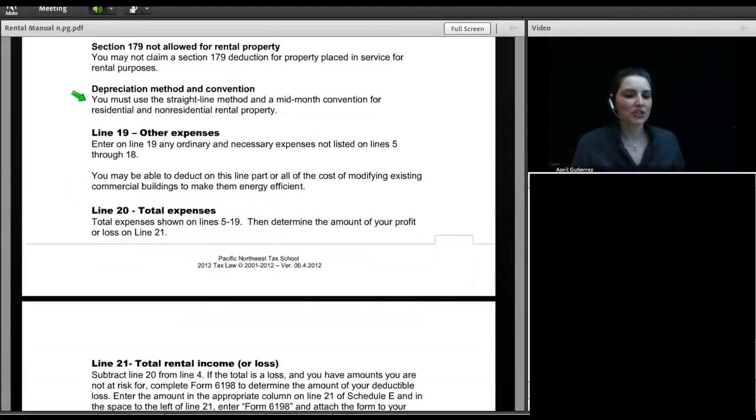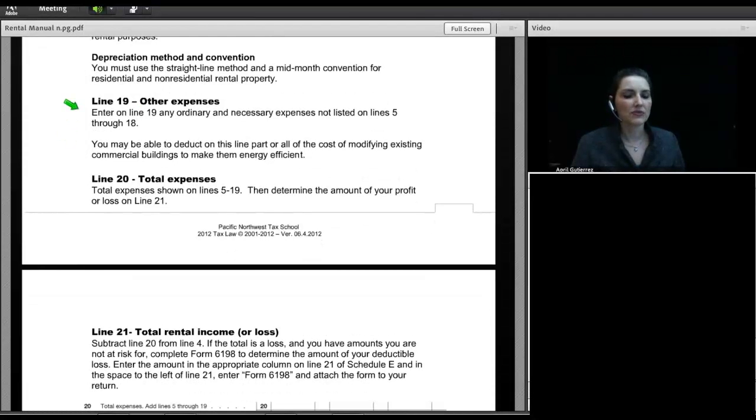Depreciation method and convention: you must use the straight line method and a mid-month convention for the residential and non-residential rental property itself. Line 19 is where you enter any other expenses that are not listed on lines 5 through 18. You may be able to deduct on this line part or all of the cost of modifying existing commercial buildings to make them energy efficient.